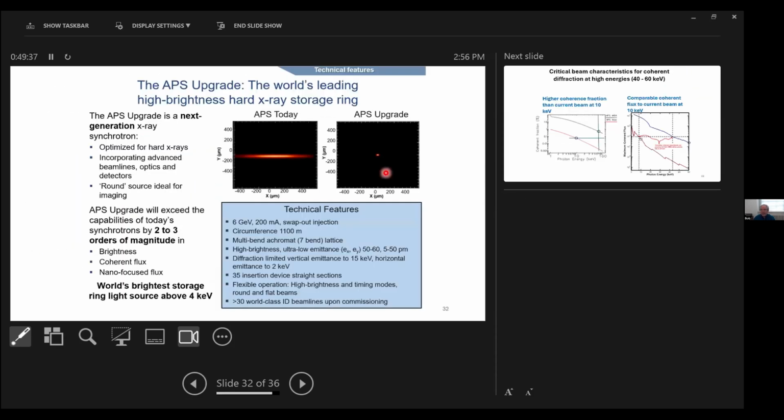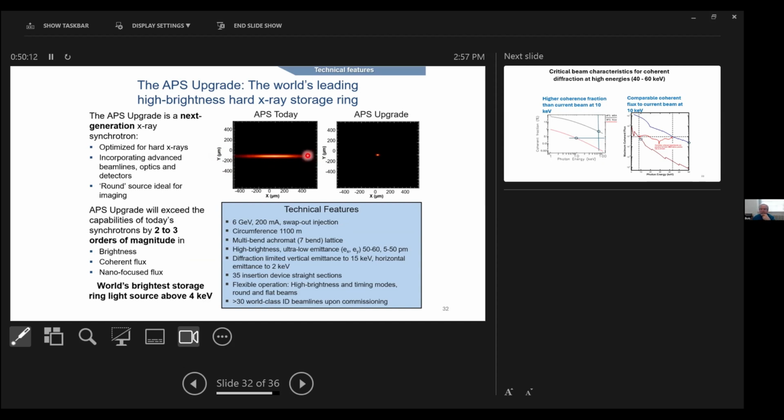Okay, the APS upgrade. So basically the whole storage ring has been ripped out and a new storage ring put in its place. One effect of the new storage ring is that we're going to take an electron beam that used to look like this, that is extended in the horizontal direction, which is the in-plane direction as the electrons circulate around the ring.